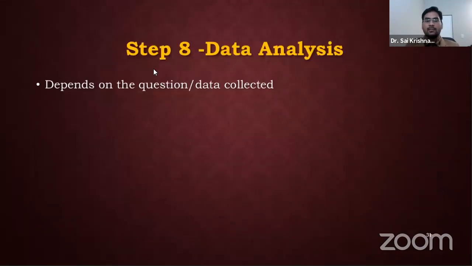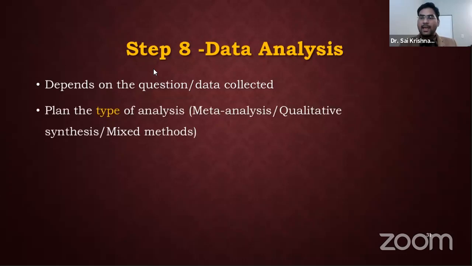Moving on to the 8th step, that is data analysis. It depends upon the type of question or the type of data you are collecting for your systematic review. If you are collecting nominal data, ordinal data or scale data, it depends. Or whether you want to do a meta-analysis, that is a quantitative pooling of systematic review data. If you want to conduct mixed methods research, the data analysis completely depends upon what exactly you want to assess and look at.